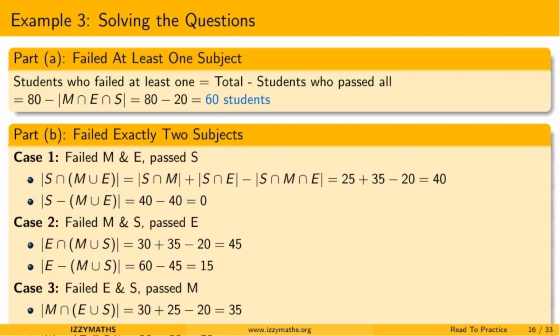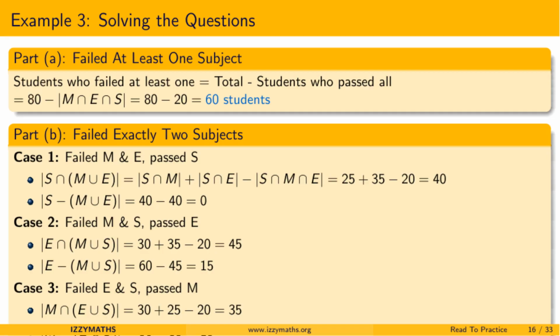Now we can answer both questions. For part A, students who failed at least one subject equals total students minus students who passed all subjects. This is 80 minus the absolute value of M intersection E intersection S, which equals 80 minus 20, giving us 60 students. For part B, students who failed exactly two subjects, we need to consider three cases.